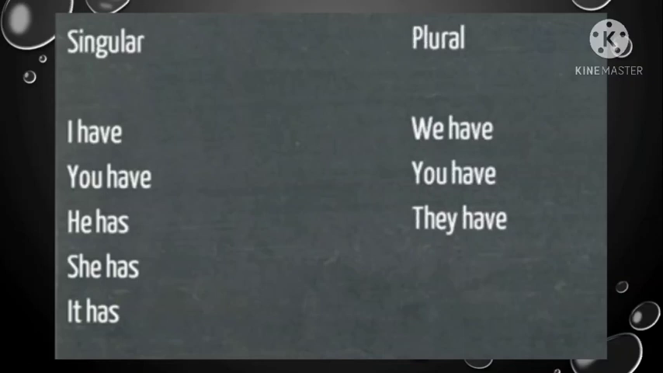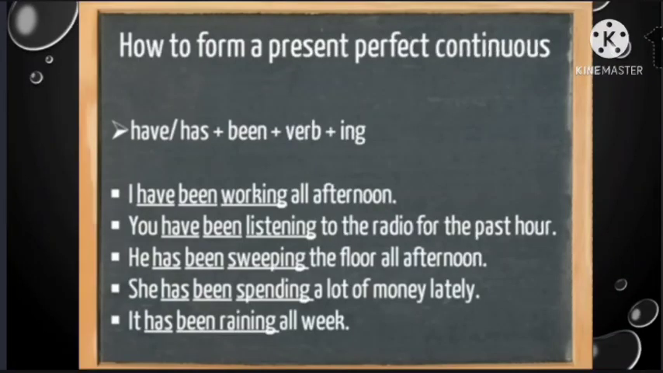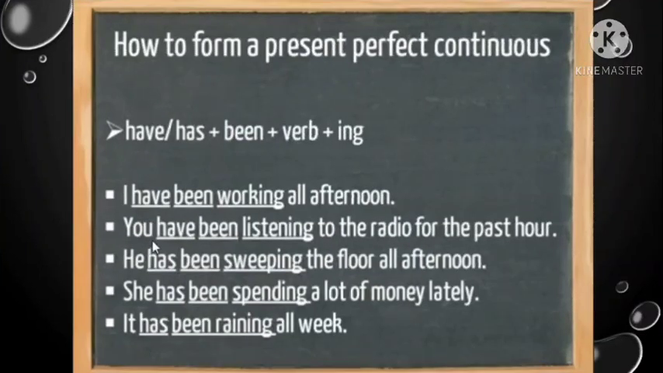Alright, let's look into the next sentence. You have been listening to the radio for the past hour. Now here again you see we have used the subject you, and as I just told you, with the subject you we use have. Been listening to the radio for the past hour. So the sentence tells us that you have been listening to the radio for the past hour. That means you have started listening a few hours back and you are still listening to the radio. So the action started in the past and it's still continuous.